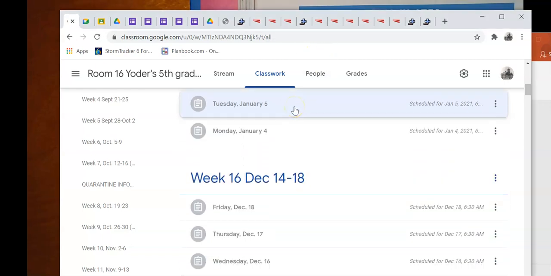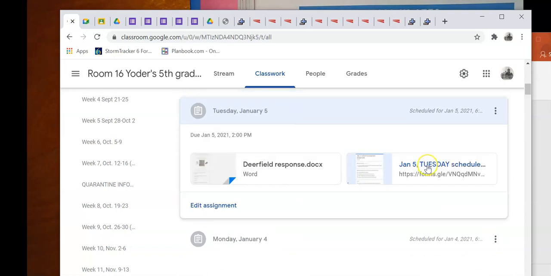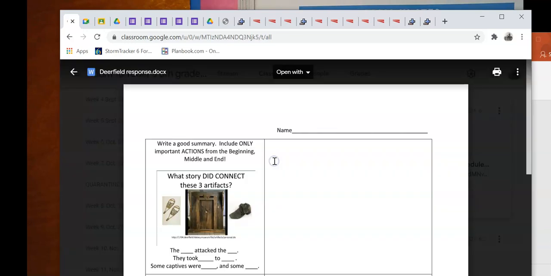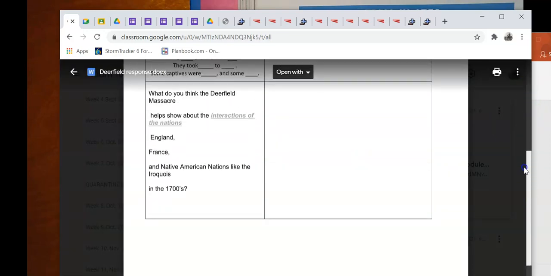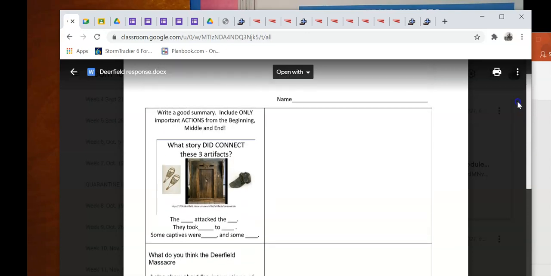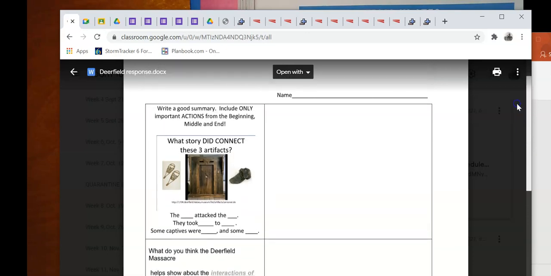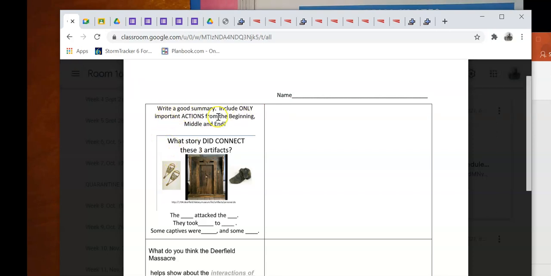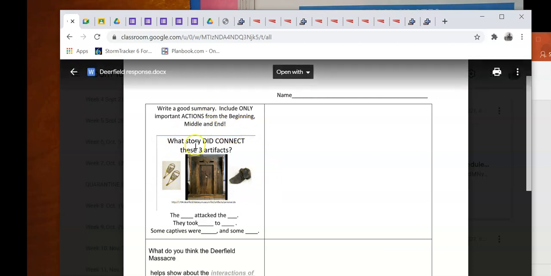For social studies today, you will have noticed there is a Word document linked up. It says Deerfield Response in the Google Classroom. You could print this out, or you could just write your answers on notebook paper. The first thing you're going to do is write a good summary of the important actions from the beginning, middle, and end of this story.